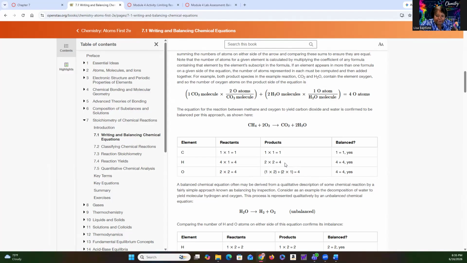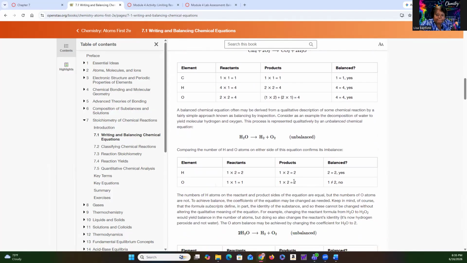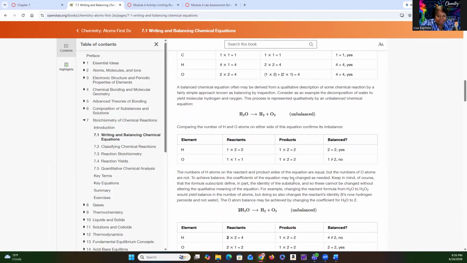So now we compare to see if it's balanced. We got 1 for the reactant side, 1 for the product side. They're equal, so yes. 4 on the reactant side, 4 on the product side. They're equal, so yes. If all of the elements are equal on both sides of the reaction, then we say the equation itself is balanced, okay? So let's look at one that is not balanced.